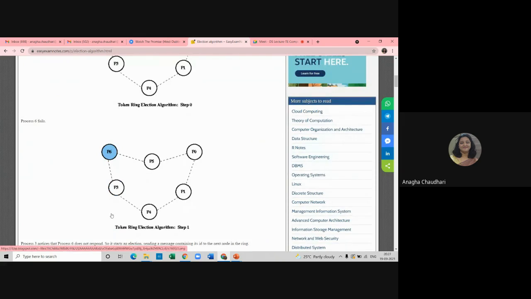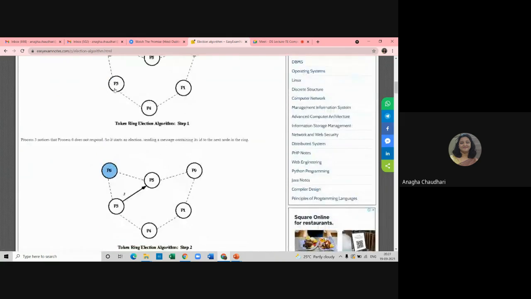As 6 has failed, 3 notices that 6 is not responding, so 3 will start the election. When it sends the election message to the next connected node, that is 5, it sends a token along with that election message, and that token is its own process number or ID, that is 3.